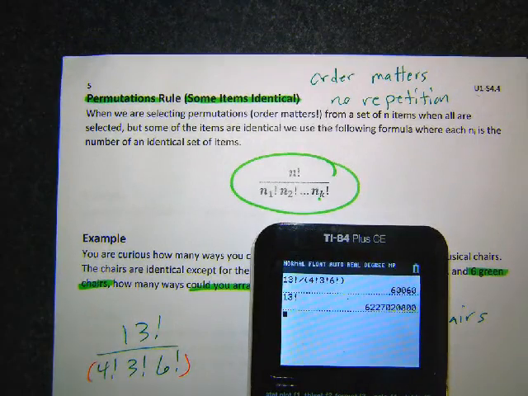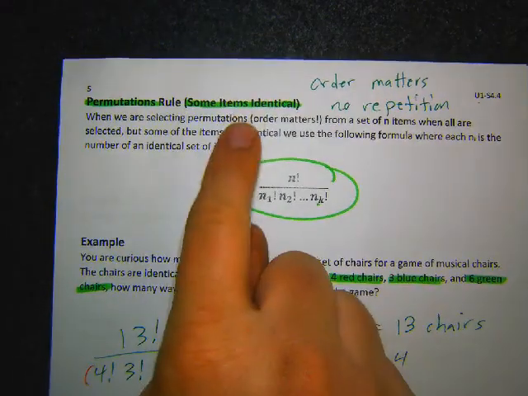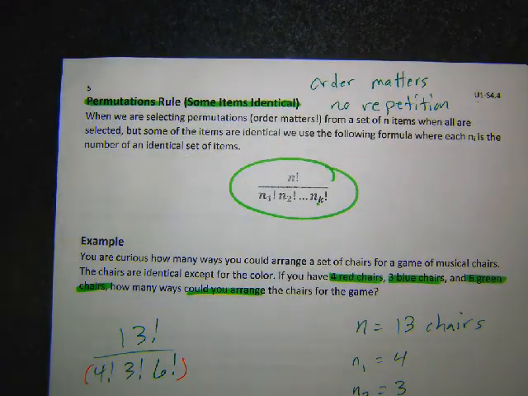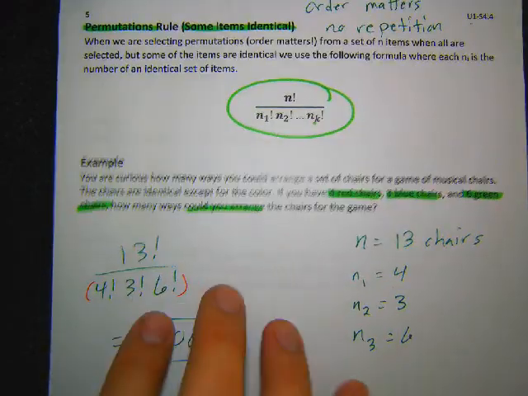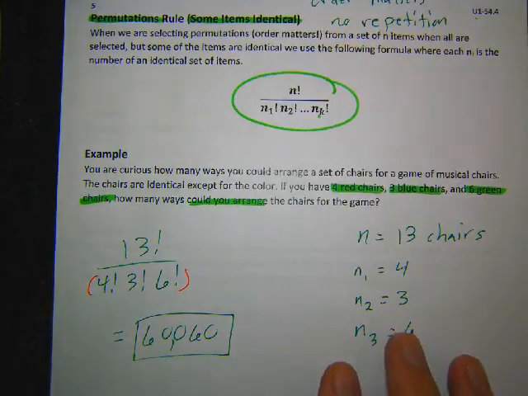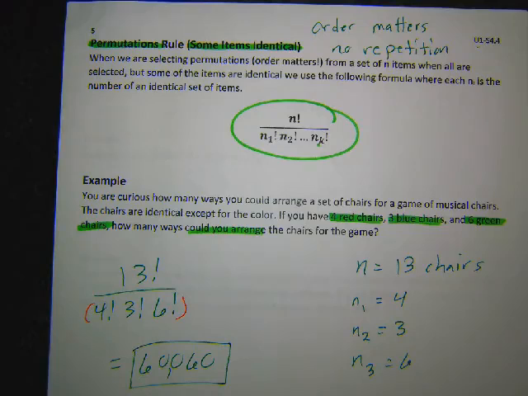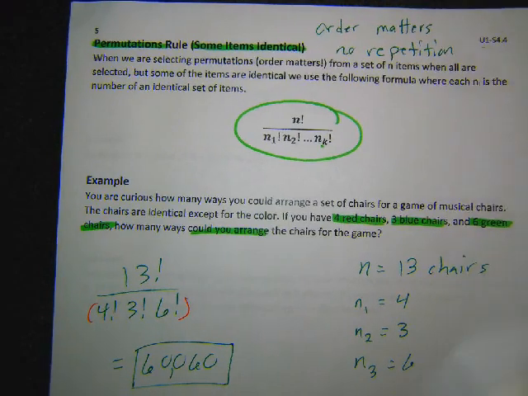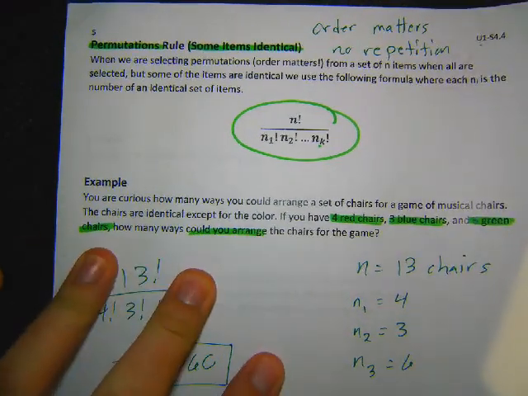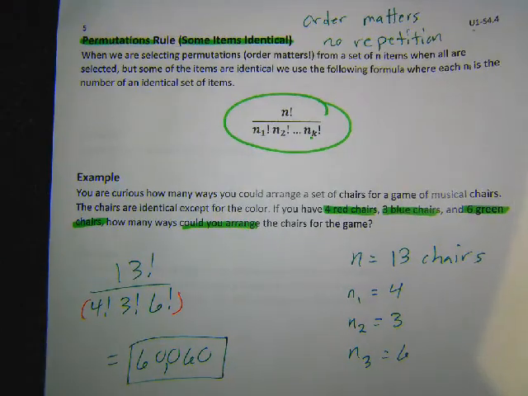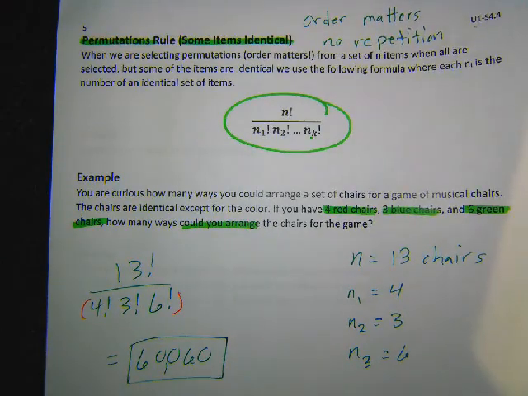Okay, so that's permutations where some of the objects, not everything, but some of them are identical. We have to divide out those ones because it doesn't really make sense to swap. If I swap 2 red chairs, the pattern doesn't look any different. Okay, so everything we've been doing so far, order matters. The order you put things down changes things.